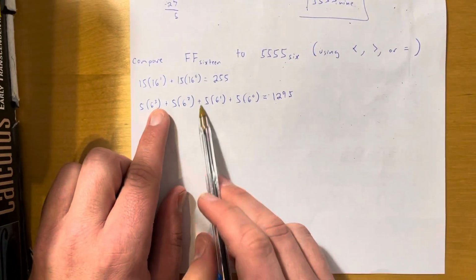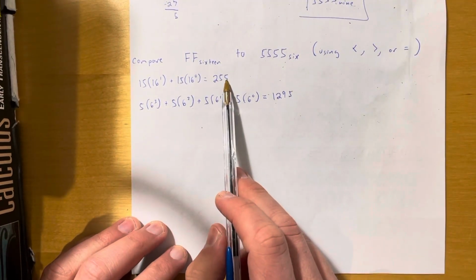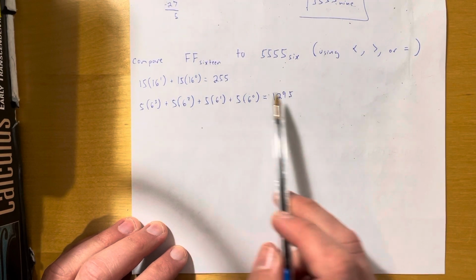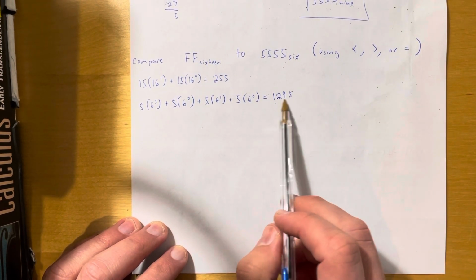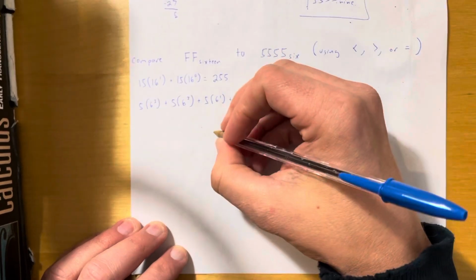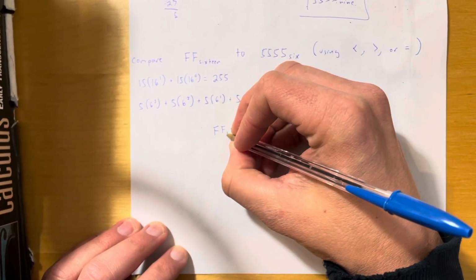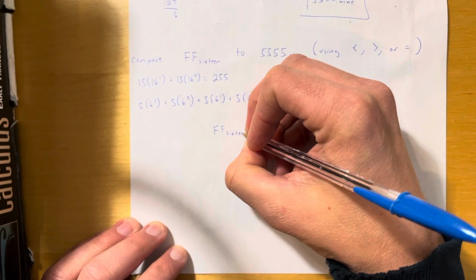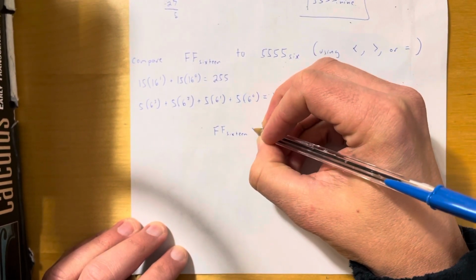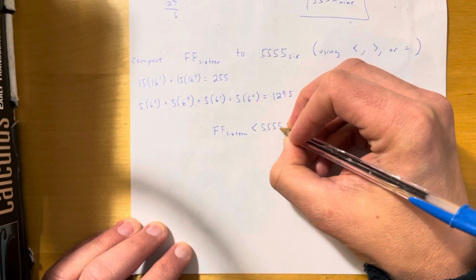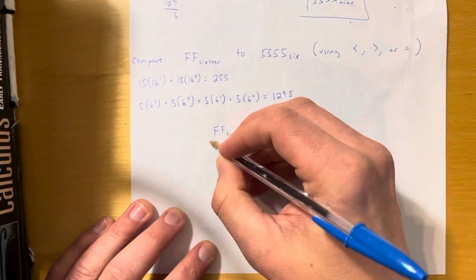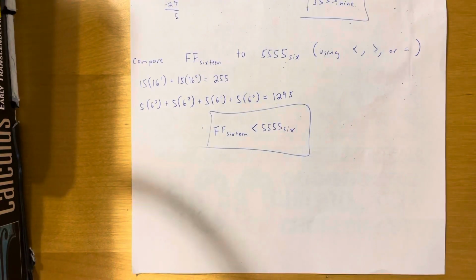So we've converted both of these to decimal. The first one is the same thing as 255 in decimal, and this one is the same thing as 1295 in decimal. This number is clearly larger than this number, so for the sake of comparison, I would write this. FF in hexadecimal, or base 16, is less than 5555 in base 6. Okay? All right, that's going to wrap it up.